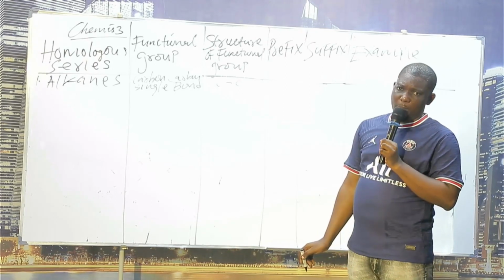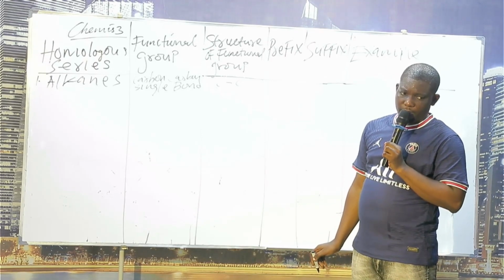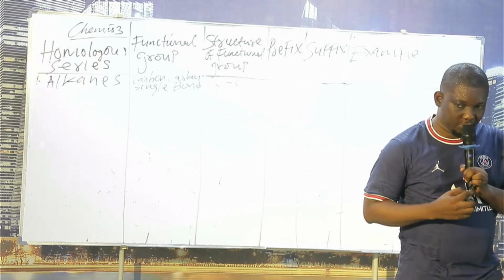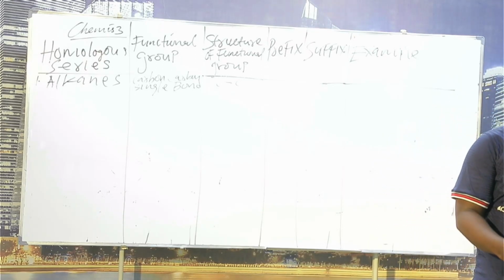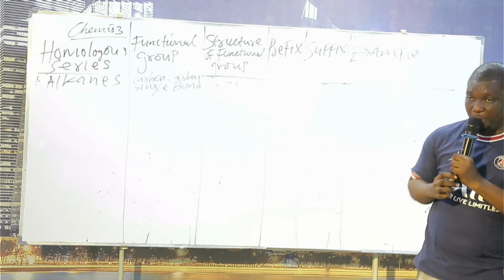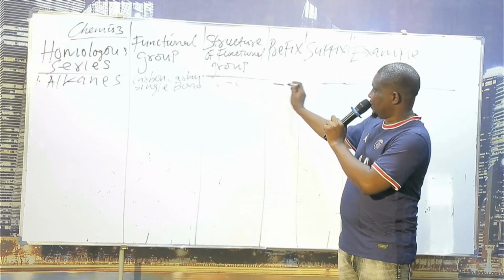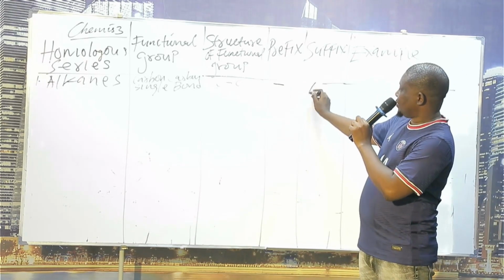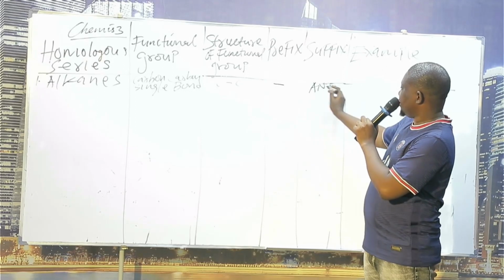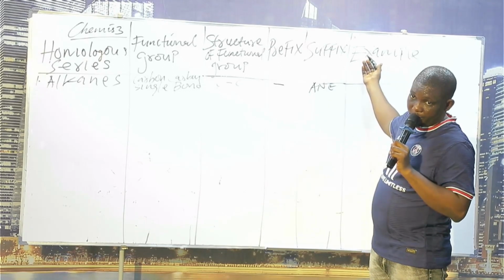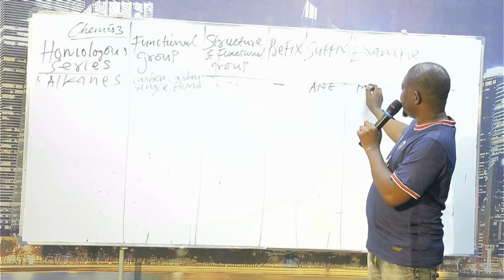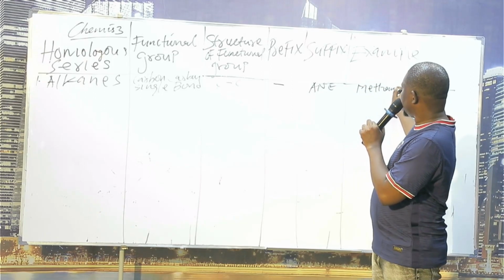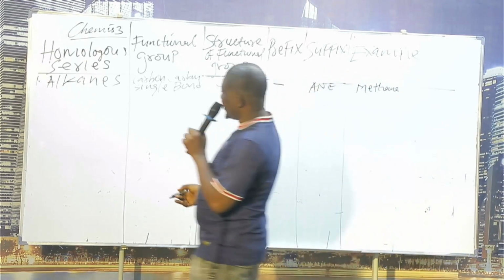Alkanes have a prefix? Prefix is what? Nil. Suffix is what? Ane. Example: methane.